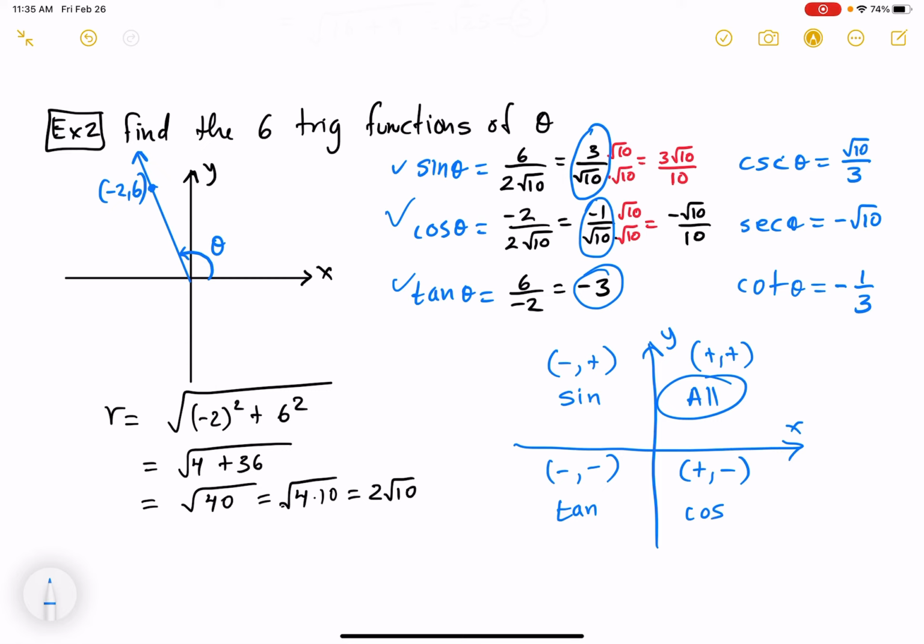One way we can memorize which function is positive in what quadrant is by saying all students take calculus. That way, just by looking at the angle, we can tell which function is going to be positive. All right, please feel free to copy these into your notes and use them to complete your assignment.